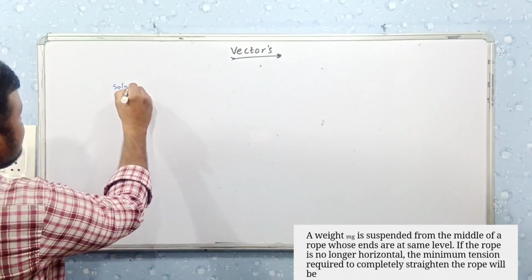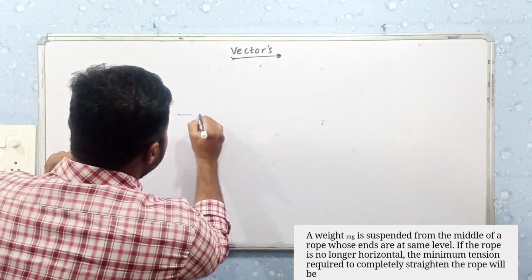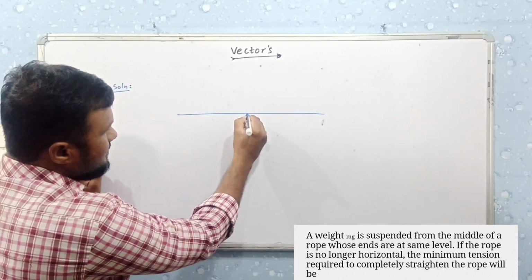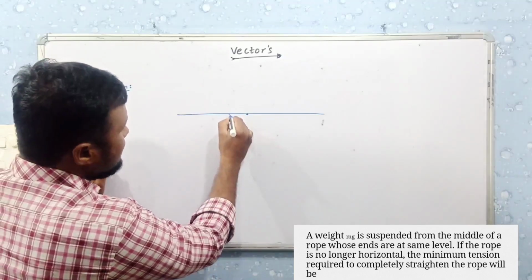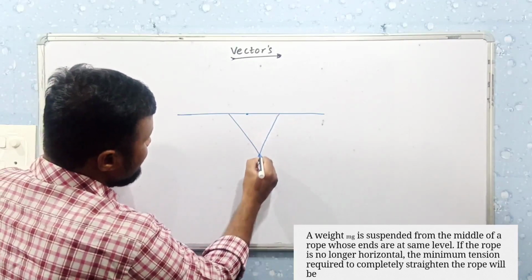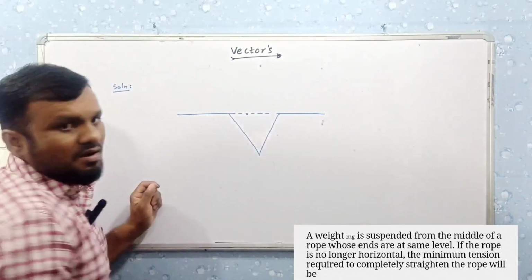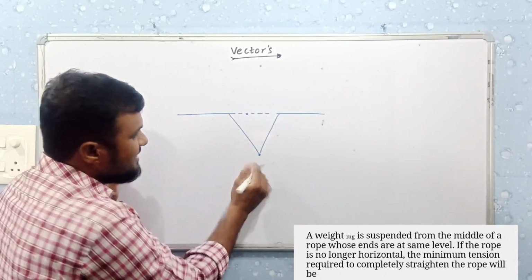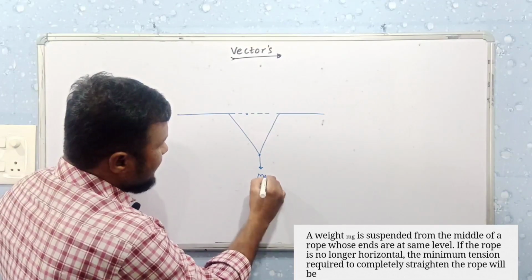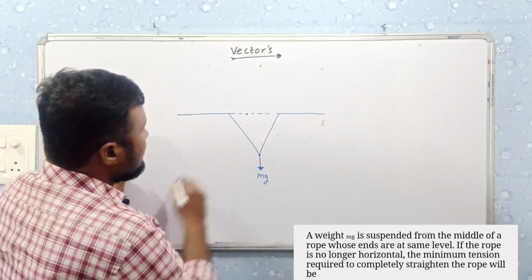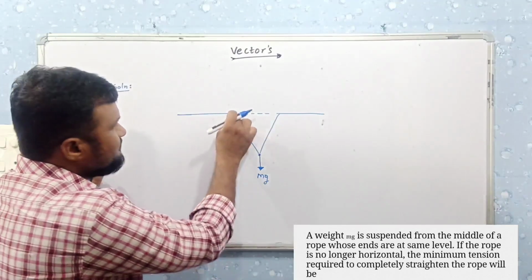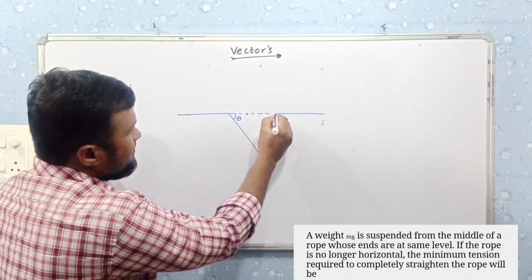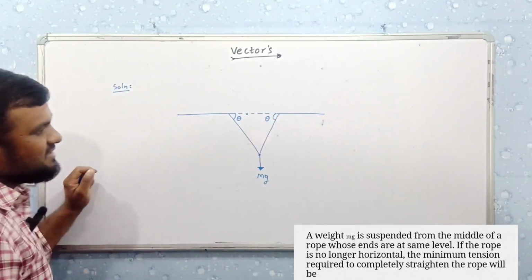Solution: according to the given data, this is a rope. A mass mg is tied by the rope. After hanging the mass, the situation diagram will be like this. It's a weight mg acting downward. Let us imagine these rope's either ends making an angle theta, and here also we can observe it is making an angle theta.